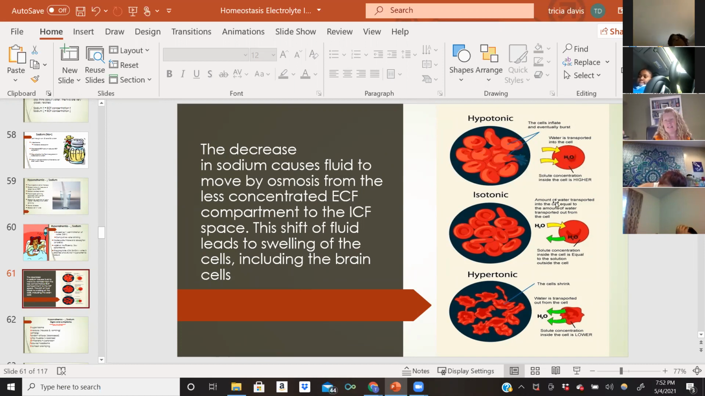With isotonic, the amount of water that is transported into the cell is going to equal the amount of water transported out of the cell. All the water outside of these cells, along with the water inside the cells, is going to be equal. So nothing's going to change. Then we have hypertonic. The cells are going to shrink. All the water is transported from inside the cell out. The solute concentration inside the cell is lower than outside the cell. Okay, so those cells are going to shrink.